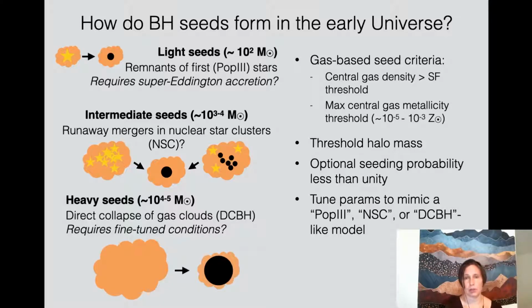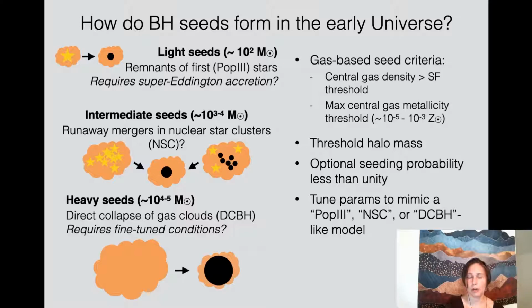But we don't know, for example, whether they formed at low masses from the remnants of the first Population III stars, which would require them to grow very rapidly in order to reach the supermassive regime by redshift 7, or whether they started out with larger masses, say from the direct collapse of atomic cooling halos, which makes it easier for them to grow to large masses, but may require fine-tuned conditions to occur. And then we might end up with an intermediate case where, say, a star cluster forms and undergoes runaway mergers if it's embedded in a dense gas cloud.